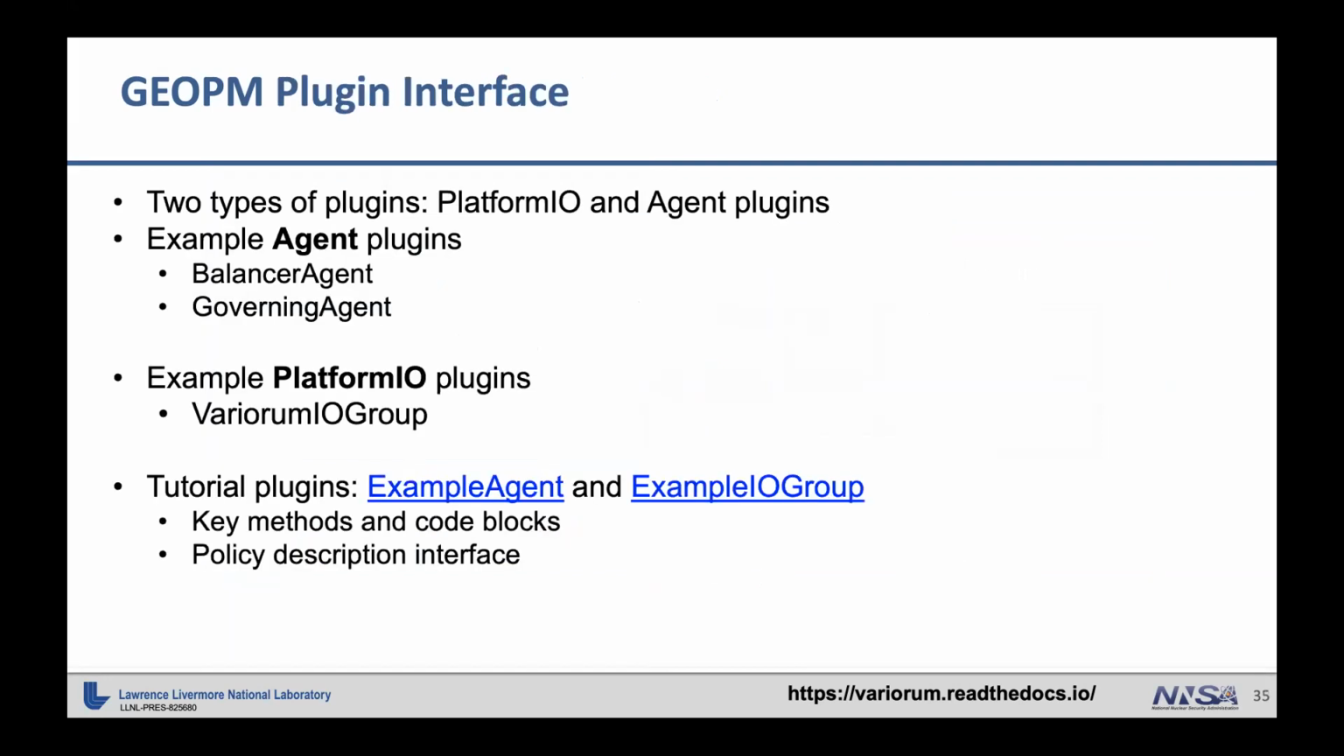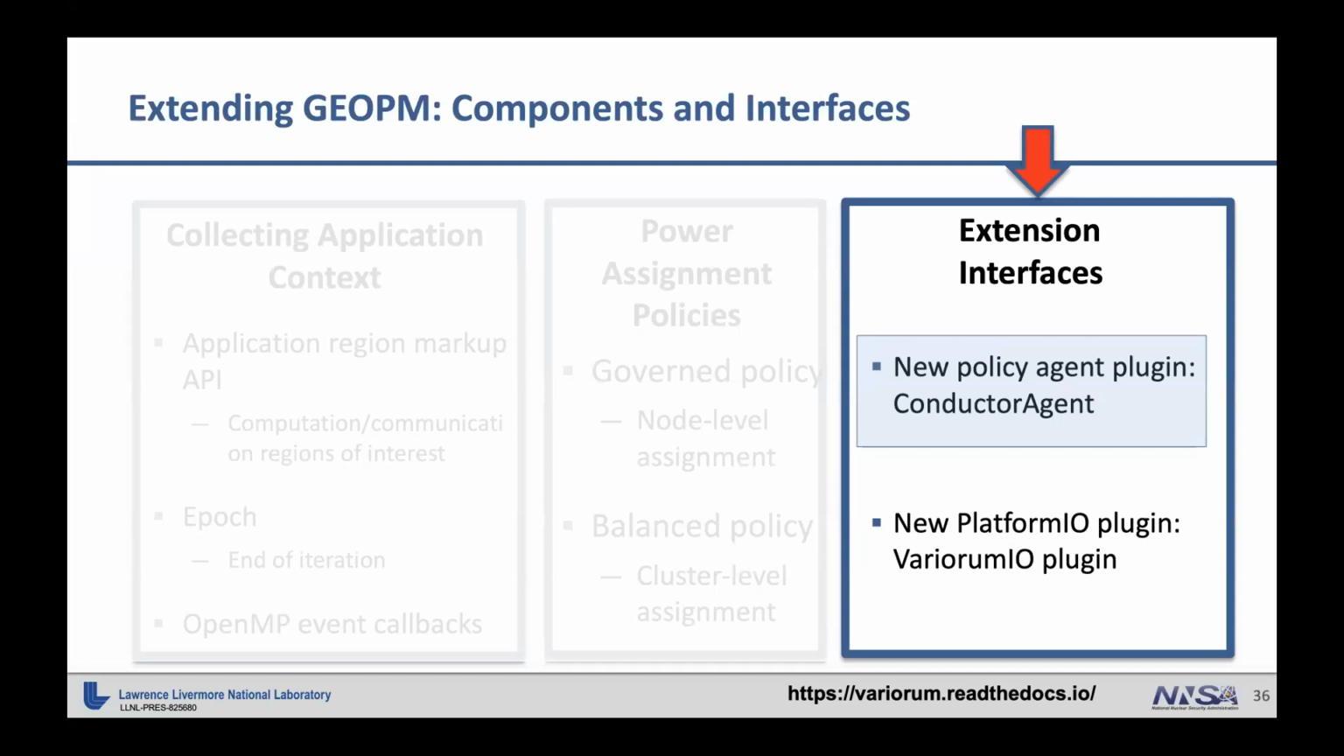GOPM comes with two important power assignment agents, among others. One is governor for static assignment. The other is balancer for optimizing job level power assignment while extracting maximum performance. In our extensions, we leverage the balancer agent of GOPM to include application configuration or concurrency, as I'll explain next. Similarly, on the platform end, we introduced Variorum IO as a plugin to interface GOPM with Variorum. There are more examples of both of these types included in the GOPM source. This also includes an example agent, which is a simple framework where you can start building such agents and platform IO examples.